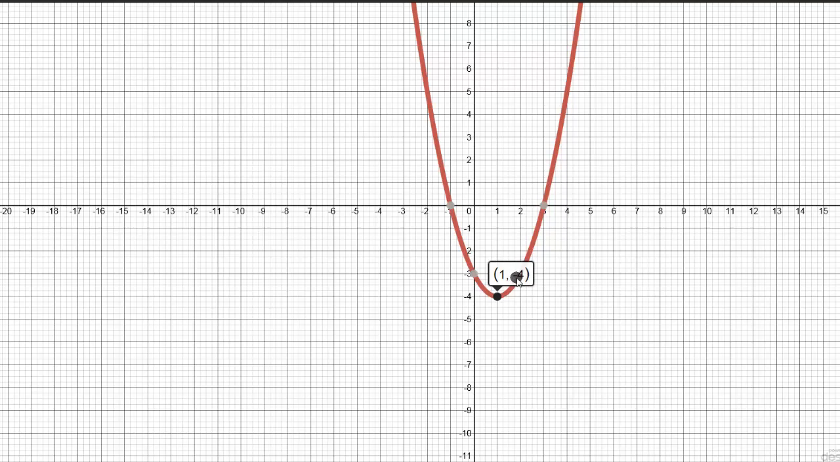So that's where my minimum is, and my minimum will actually be y equals -4. It's not the actual point, it's just the y value. The point is where that minimum happens. And then we also had to figure out what my x-intercepts were, and that is where my graph intercepts the x-axis. So those are going to be my two x-intercepts, (-1, 0) and (3, 0).